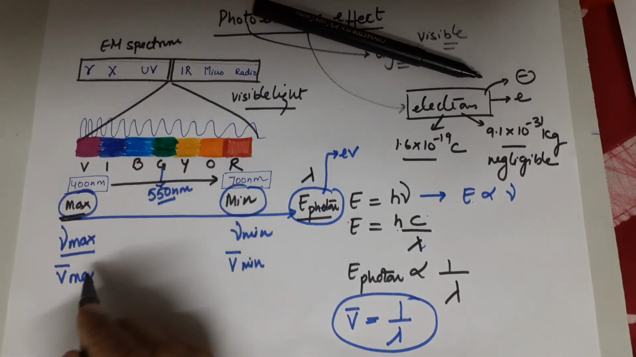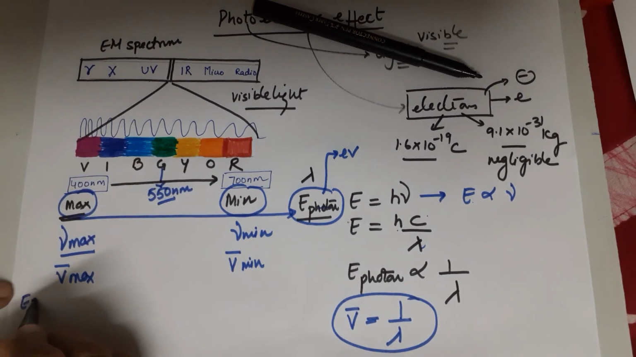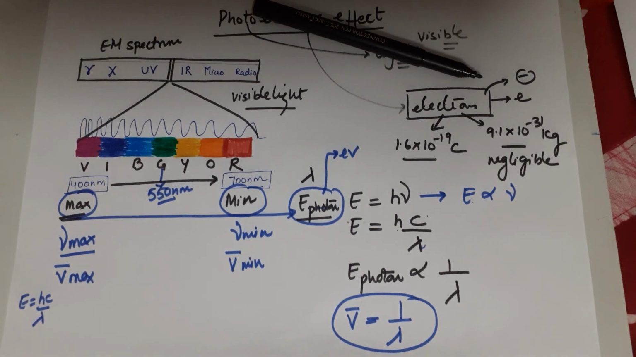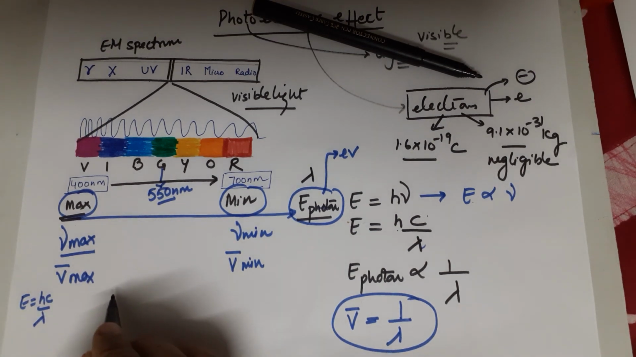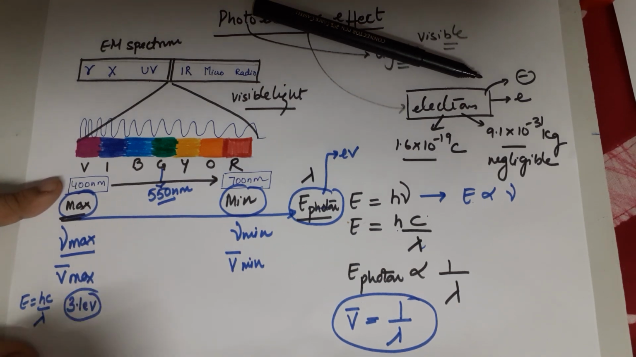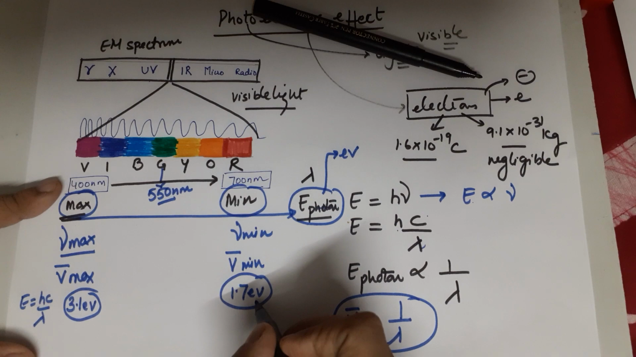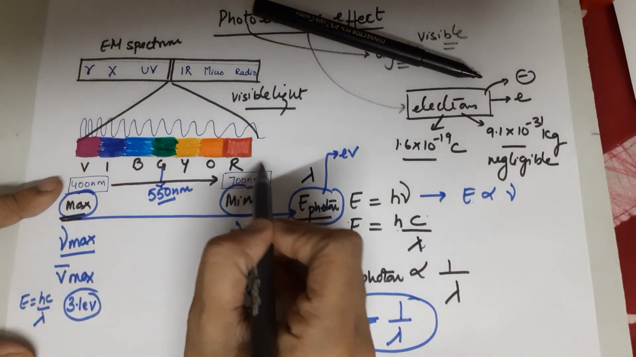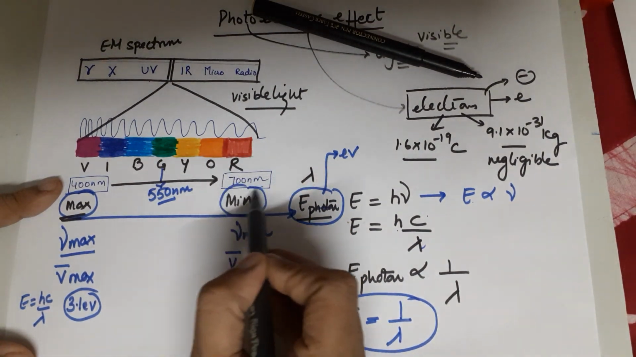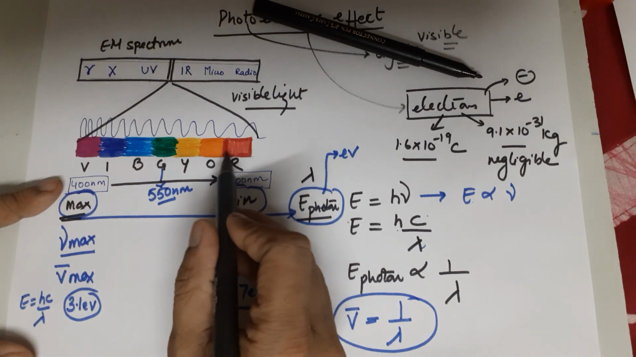The violet light's wavelength in nanometers is this much, so energy can be calculated by hc by lambda. If you calculate the energy of the photon, we find that for the violet light it roughly comes out to be 3.1 electron volts, and 1.7 electron volts for the red. It's not fixed, it is a range. The red component is around 700, it could be 690, it could be 680, somewhere around that range.